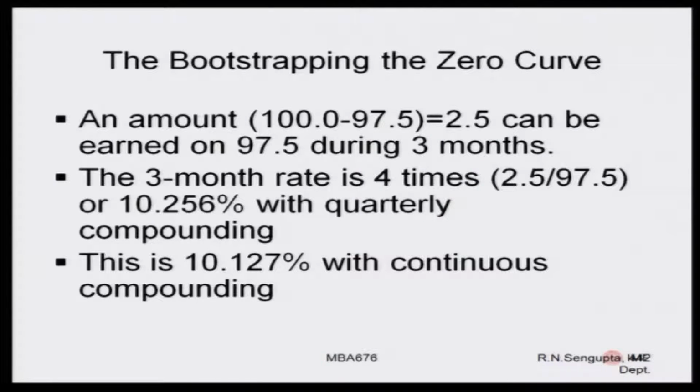So what you are trying to find out and try to understand is that this 2.5 will be earned by you on an actual investment of 97.5 over a 3-month period. So hence the 3-month interest rate is 4 times this value, because it will be paid 4 times in a year if you basically expand the time scale from 3 months to 1 year. The interest rate comes out to be 10.25. This is percentage per annum, but remember very clearly that these payments were being made after 3 months. Hence you will say this is 10.256 per annum interest rate being compounded quarterly.